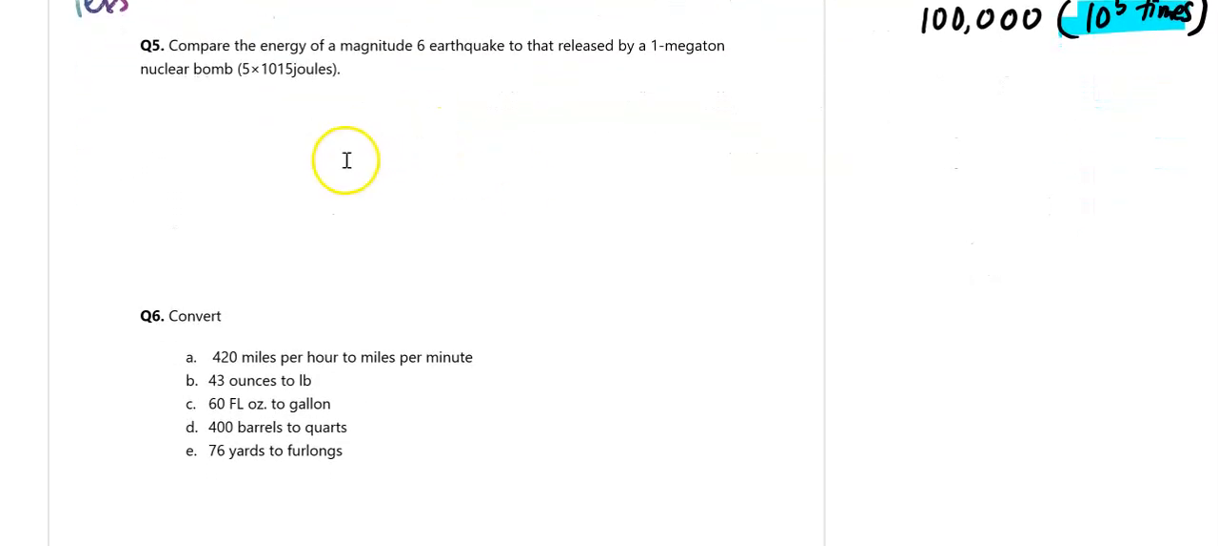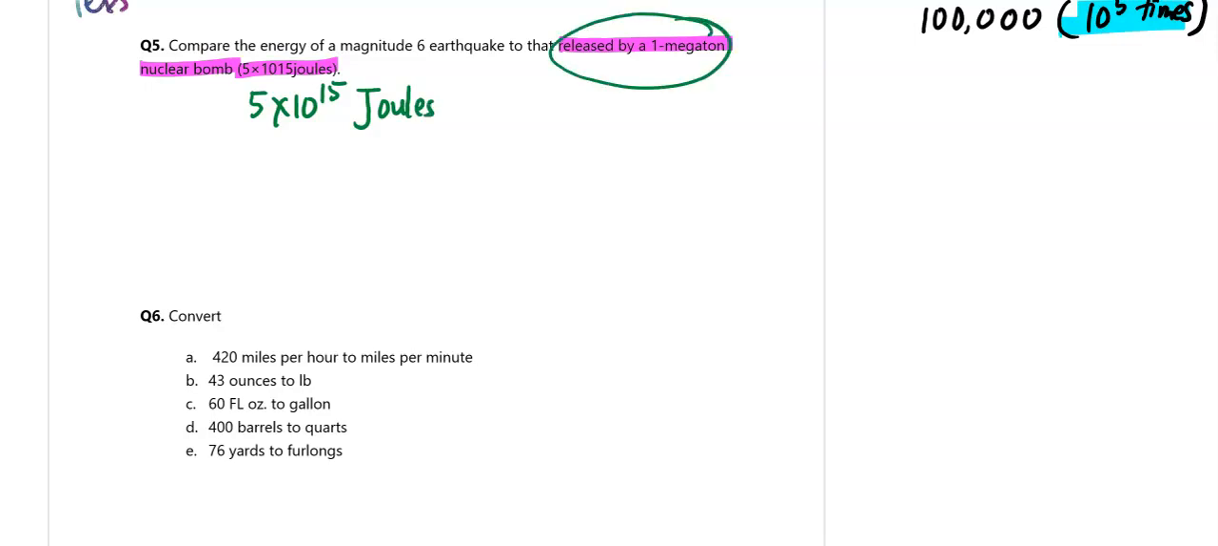Question number 5. Compare the energy of a magnitude 6 earthquake to that released by a 1 megaton nuclear bomb. It tells you how much energy is released by a 1 megaton nuclear bomb. That is 5 times 10 to the power 15. Notice that I read it slightly differently. This is going to be 5 times 10 to the power 15 joules, okay? Joules. So this is the energy released by a 1 megaton nuclear bomb.